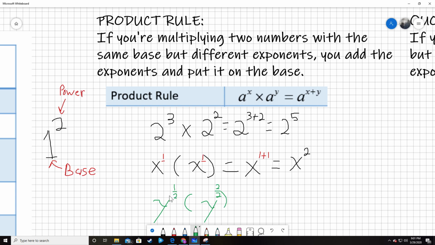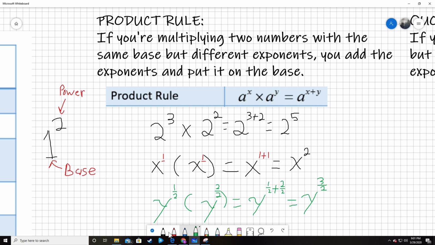So if we're multiplying these two, even though these are fractions, we essentially do the same thing. We have y, now it's to the 1/2 plus 2/2. Since these both have the same denominator, we just deal with this like how we do with normal adding of fractions. We add them together. This gives us y to the 3/2. So, pretty simple. Now, that's our product rule.